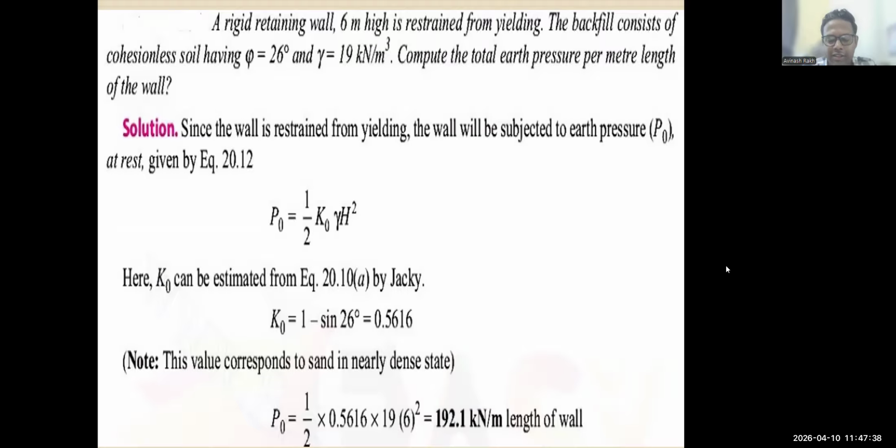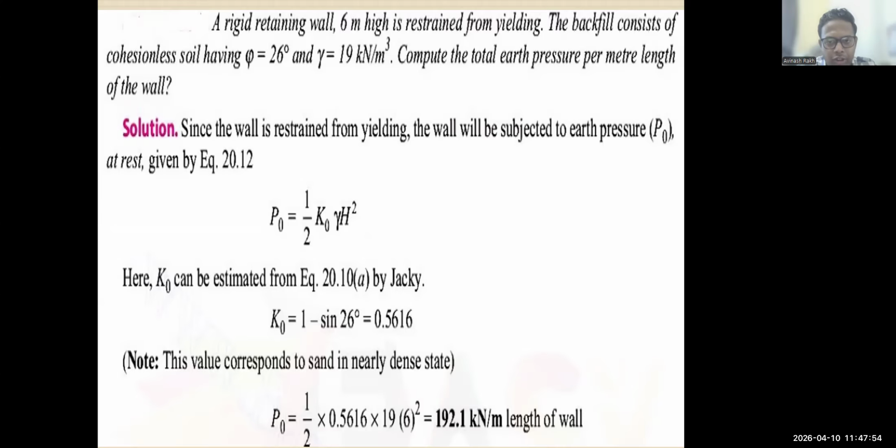So K0 is 1 minus sine phi. The angle of internal friction is 26 degree, so K0 is 1 minus sine 26 degree. By using the calculator, we can easily calculate 0.5616. This is K0, and this value corresponds to sand in a nearly dense state.